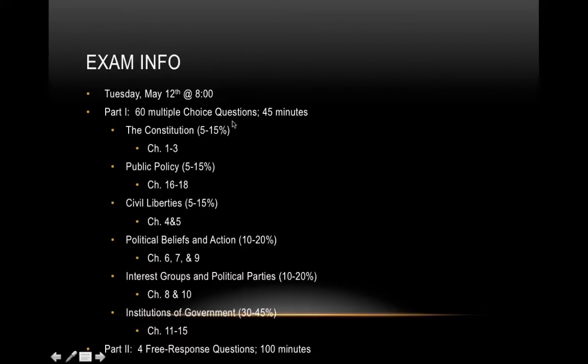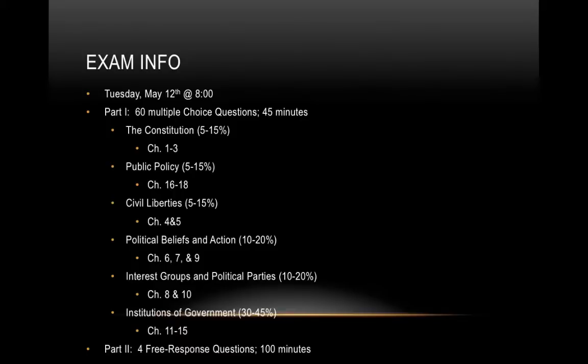5 to 15% of other questions come from public policy. And in our textbook, that's going to cover 16, 17, and 18. Civil liberties and civil rights are another 5 to 15% of the test, and this will be chapters 4 and 5 in our textbooks. Political beliefs and actions make up 10 to 20% of the questions, and that comes from chapters 6, 7, and 9.